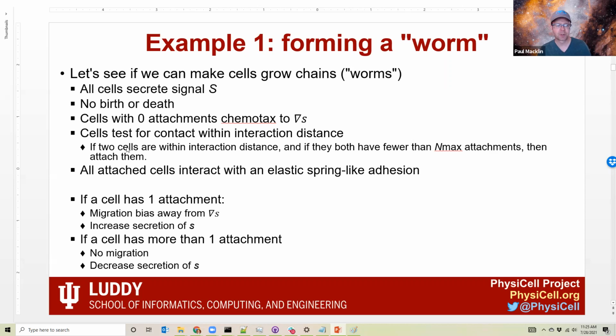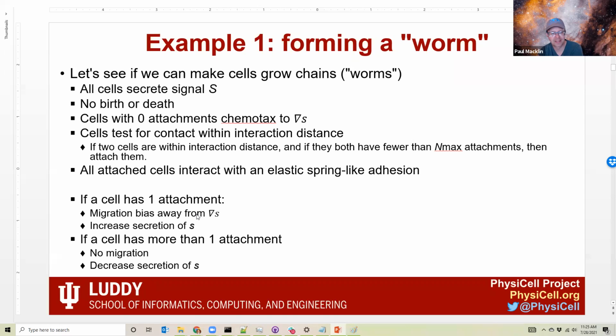And once they're attached, we're going to give them the elastic spring-like adhesion contact function. And we're going to do one last thing then. In our custom rule, we're going to say that if the cell has one attachment, they're going to try to basically stretch themselves out by wandering away from all the other cells. So they're going to migrate away from grad S and increase the secretion rate of their signal just to show that they're boss.